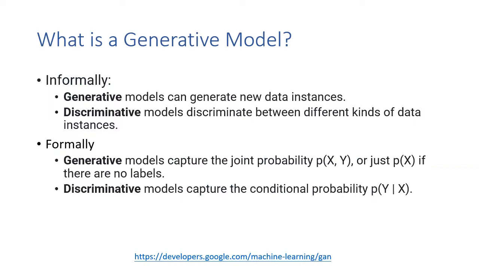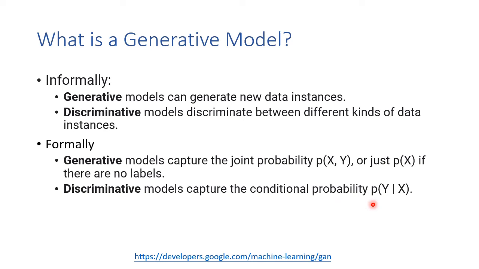Before introducing GANs, let's see what a generative model is. Informally, as the name suggests, generative models are used to generate new data instances, while the discriminative models, like classification, are used to discriminate between different kinds of data instances. Formally, the generative models try to learn the joint probability P of X and Y. X are the data and the Y are the labels, or just P of X if there are no labels. The discriminative just tries to learn a conditional probability P of Y given X.